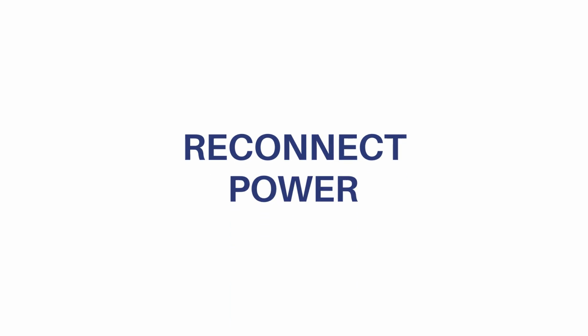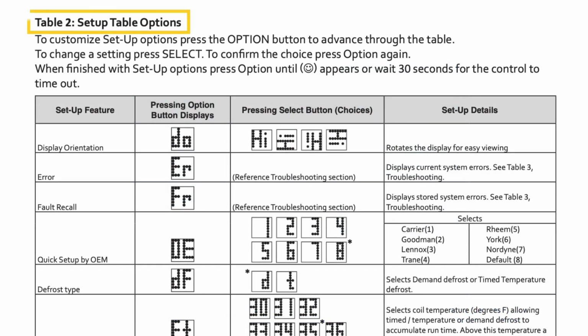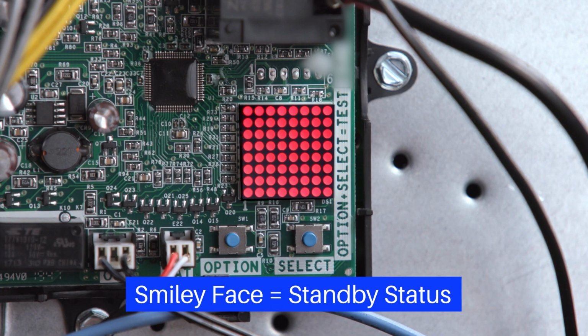Reconnect the power to the heat pump condenser and air handler. Refer to Table 2 in the instruction sheet to customize setup options. When you turn on the power, you will see a smiley face that indicates the standby status. If the smiley face is sideways or upside down, the display orientation can be changed.